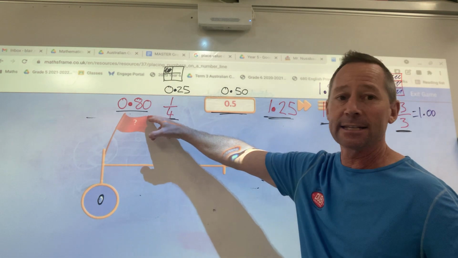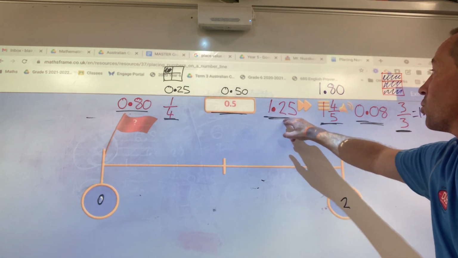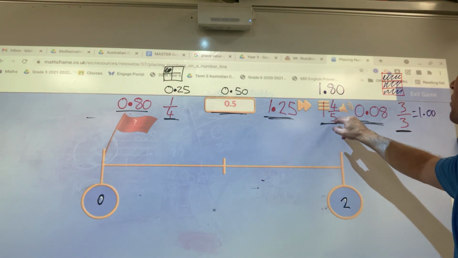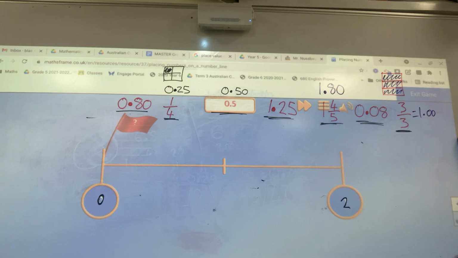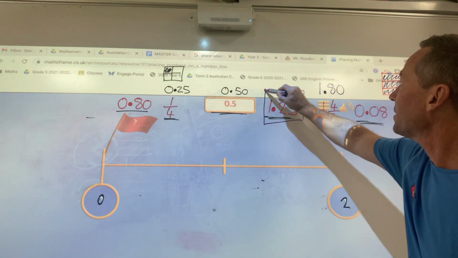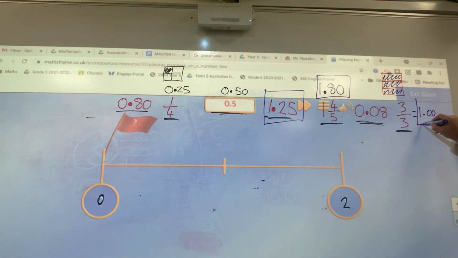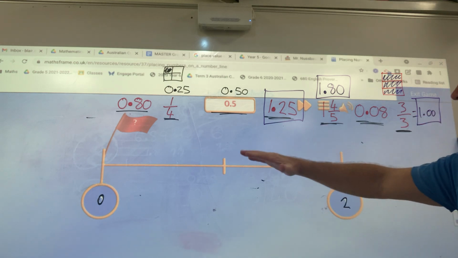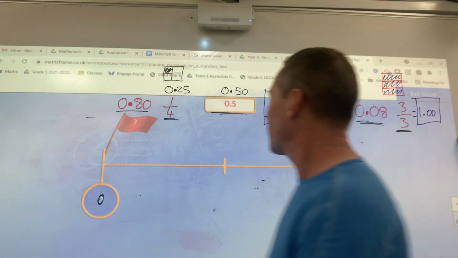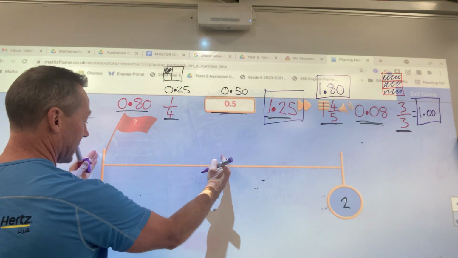Now I've got all these. I have 0.80, 0.25, 0.50, 1.25, 1.80. I can see any numbers that have got 1 point something, these two, or this one here, the third one is 1. Now I can place them where I think they are on the number line. If I divide this into 100, each one.